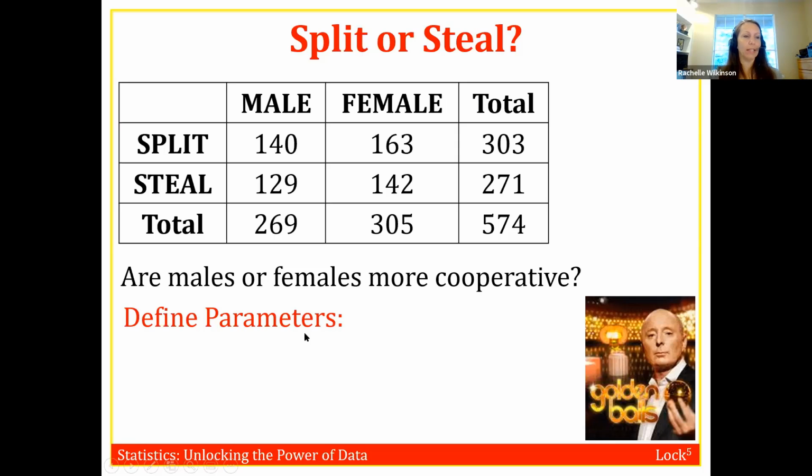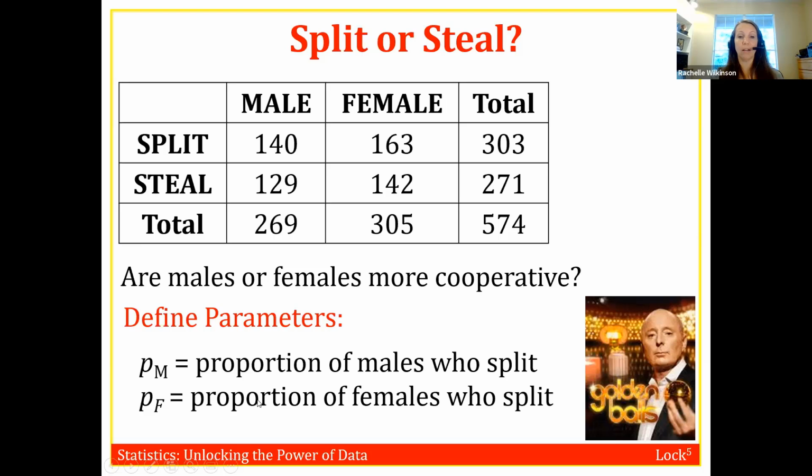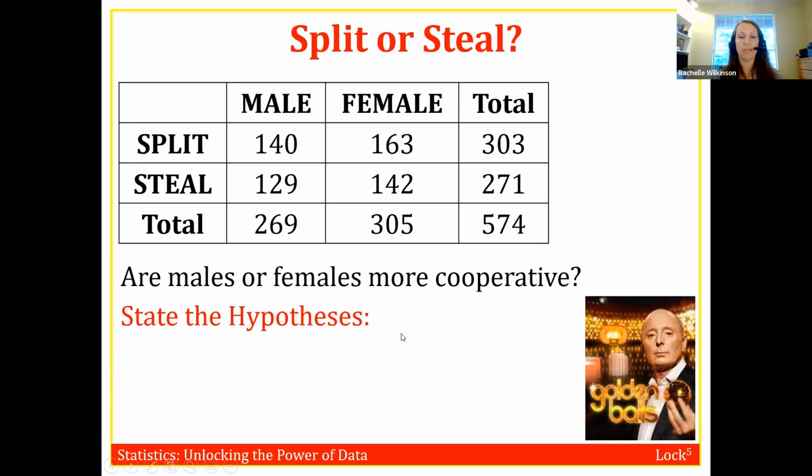So first thing we're going to do is define our parameters. And again, we're doing two proportions, so we're going to have two parameters. So we're going to have PM, which is the proportion of males who would split, and PF, which would be our proportion of females who would split. So once we get our parameters defined, then the next step is going to be to write our hypotheses. So writing our hypotheses, the null hypothesis always has what sign in it?